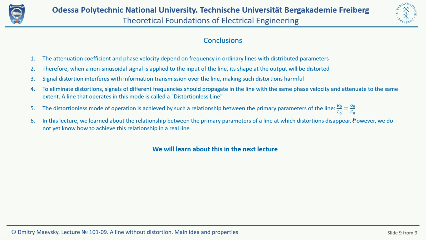In this lecture, we learned about the relationship between the primary parameters of a line in which distortions do not occur. But we do not yet know how best to achieve this ratio in a real line. We will learn about this in our next lecture.